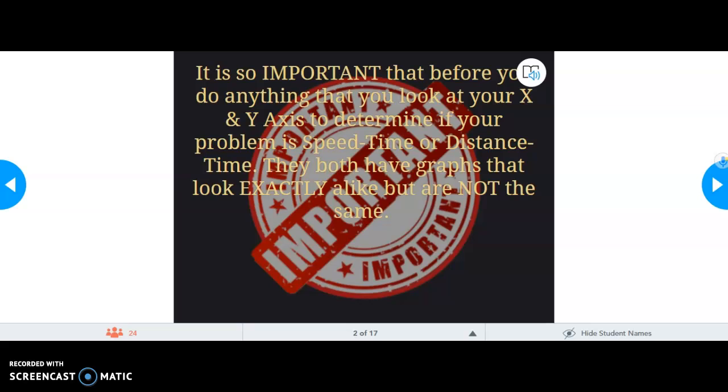Position and distance, same thing. Position time graph, distance time graph, the exact same thing. So just remember that when you're going through these, okay?